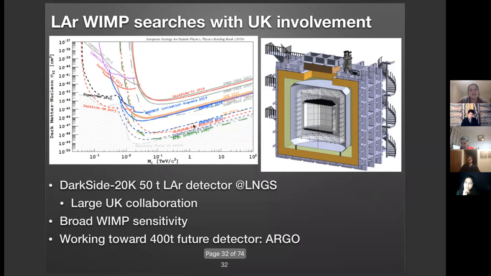involvement. And you can see its sensitivity is again at high masses, very similar to the xenon experiments, but they need a much bigger detector because of argon being much lighter than a xenon nucleus. So your chance of seeing your dark matter, you need more of that target mass. And so they have to be larger.